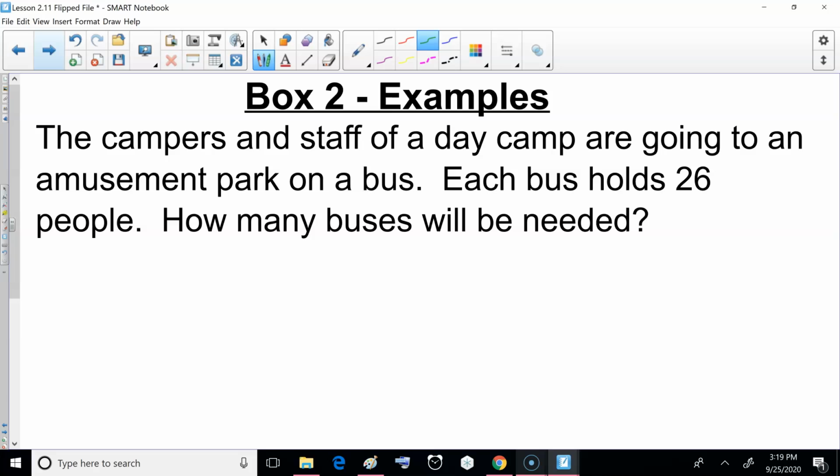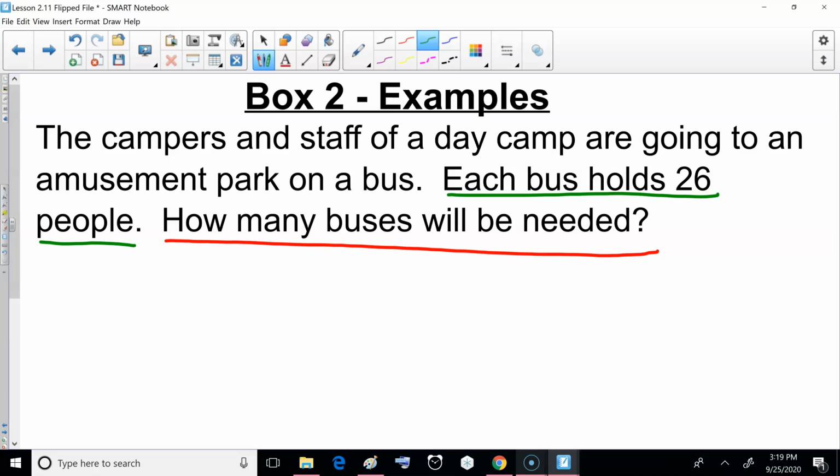Here's another problem for us. The campers and staff of a day camp are going to an amusement park on a bus. Each bus holds 26 people. How many buses will they need? All right, so the question is, how many buses will they need? All right, so it says each bus holds, let's see, so we got each bus holds 26 people. That's good.